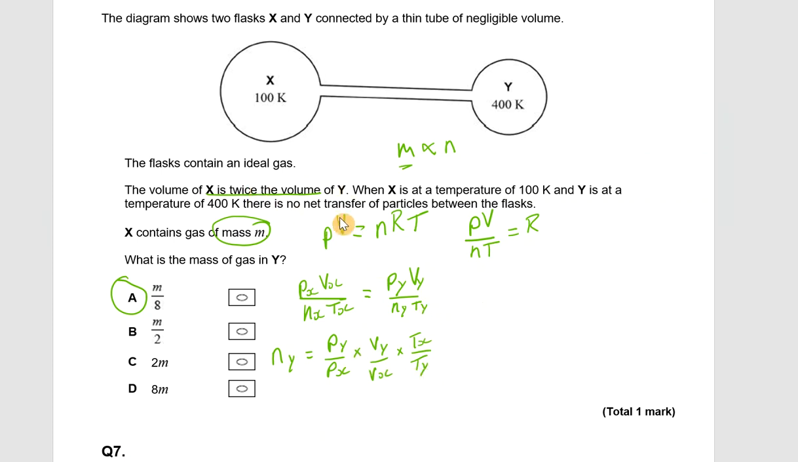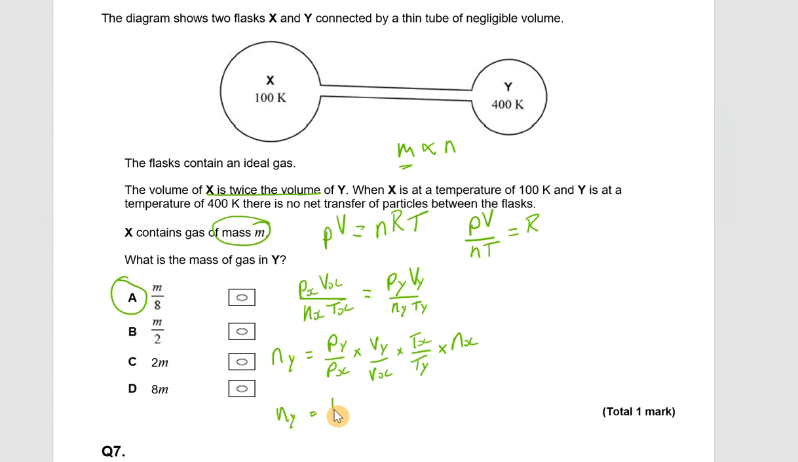So let's just have a quick look here. In terms of the pressure, because these two flasks are connected, the pressure in both these flasks is going to be the same. So in terms of ratio, I forgot to add something to that. I should have multiplied all that by the number of moles in X. So let's put some numbers in here.